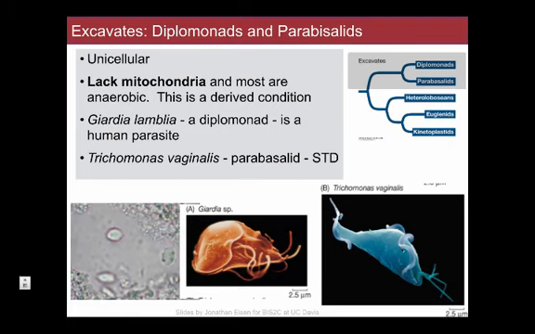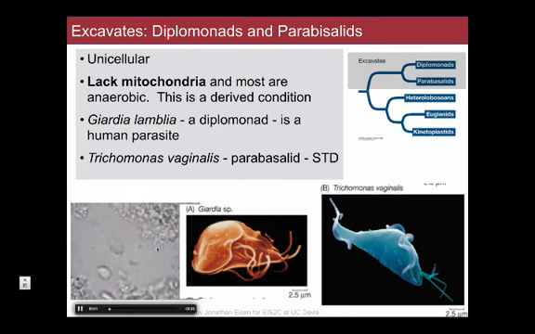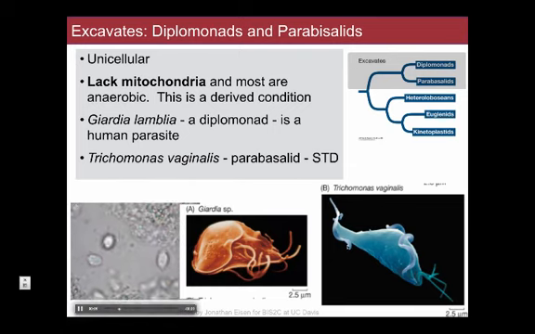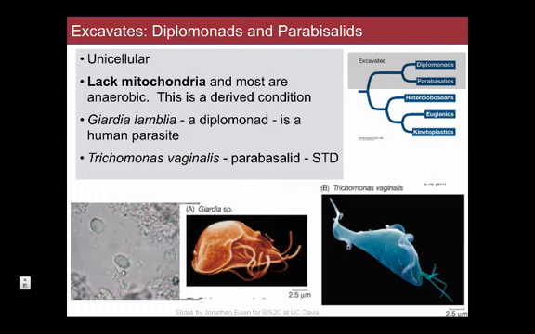Trichomonas vaginalis is a parabisalid. It's a sexually transmitted disease. And what's most interesting about these, this is a little video of Giardia swimming around. What's most interesting about these lineages is that they do not have mitochondria.